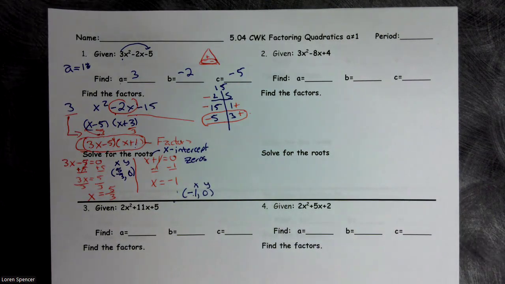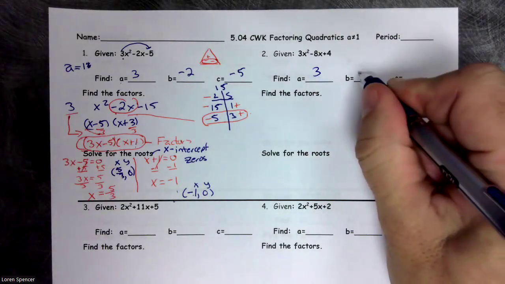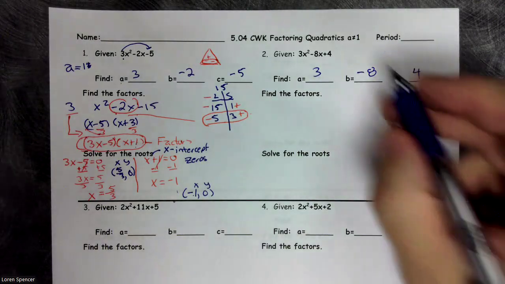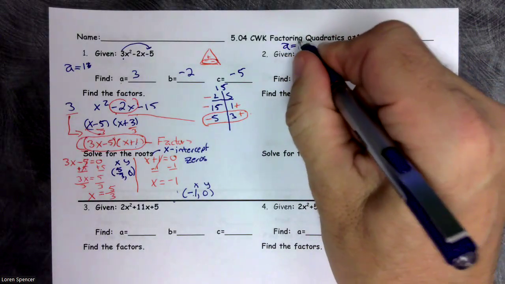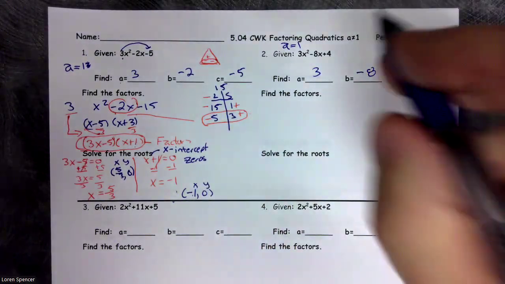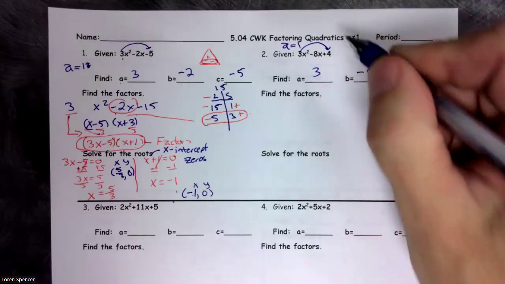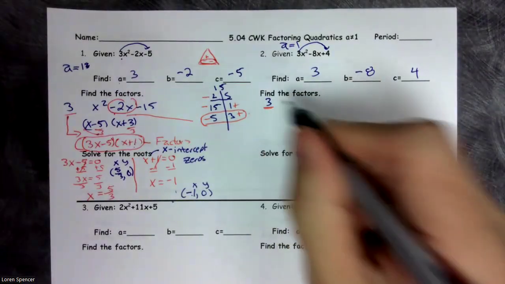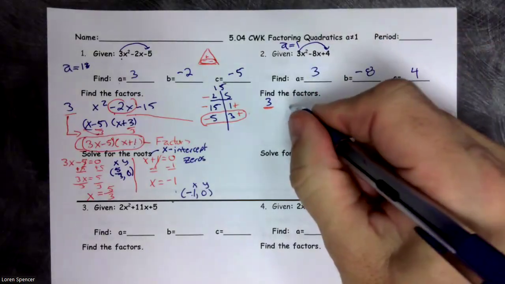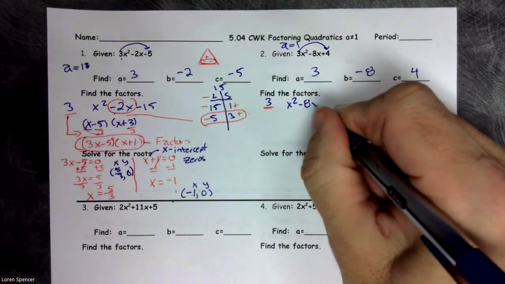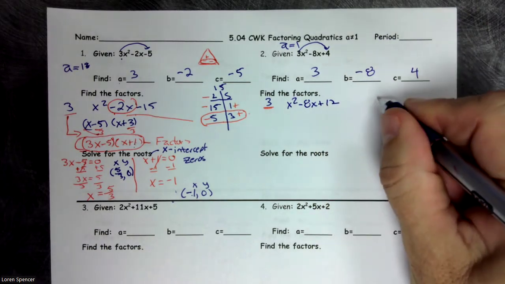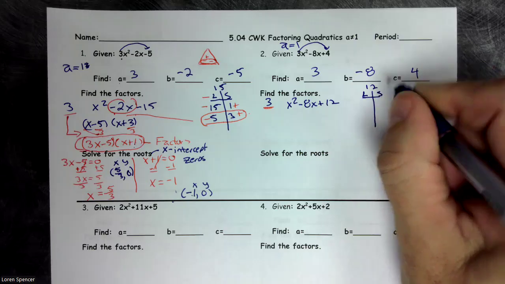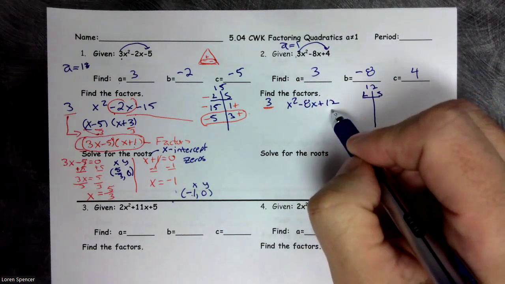Okay, the next problem. We have a is 3, b is negative 8, and c is 4. And it asks us to find the factors. Once again, we only know how to factor when a is 1 and this isn't. So to fix that, we're going to have to multiply this by 3. So once again, I'm going to have 3. I'm going to list it off to the side because I don't want to forget about it. And then I'm going to have x squared minus 8x plus 12. And I'm going to list the factors of 12, large and small. And the 12 came from 3 times 4 giving me 12.